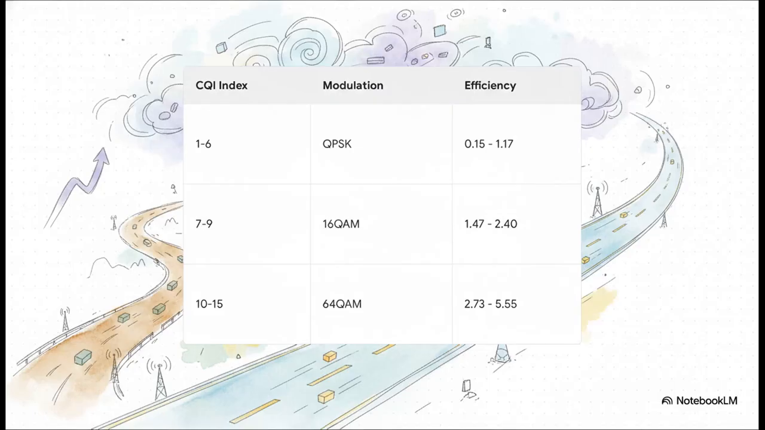When you look at how the CQI index maps directly to modulation, the impact is huge. Higher CQI indexes, those hitting from 10 to 15, allow the network to leap from basic QPSK modulation all the way up to highly efficient 64QAM. It's literally the difference between driving on a bumpy dirt road and cruising on a multi-lane highway. When CQI is high, coding efficiency skyrockets, and your users get those rapid, seamless speeds they expect.